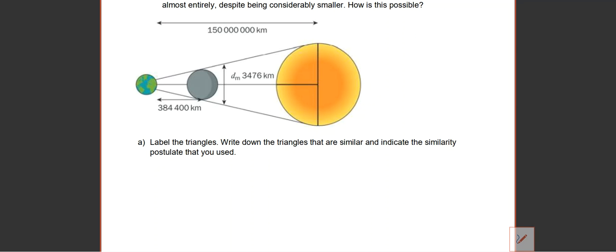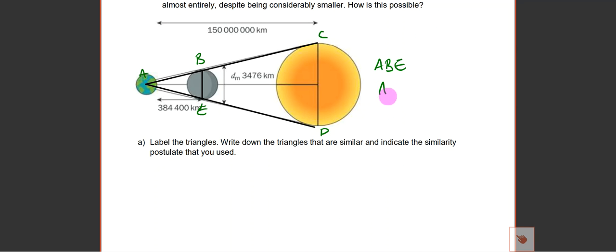All right. It says label the triangles that are similar. So really, remember I kind of said to you, this should meet. So the triangles we're looking for, we've got A, B, C. We can do this around D and E, I guess. Right. So A, B, and E. Right. And A, C, and D are similar triangles. Yeah. Alright, so label the triangles, write down the triangles that are similar, indicate the similarity postulate.